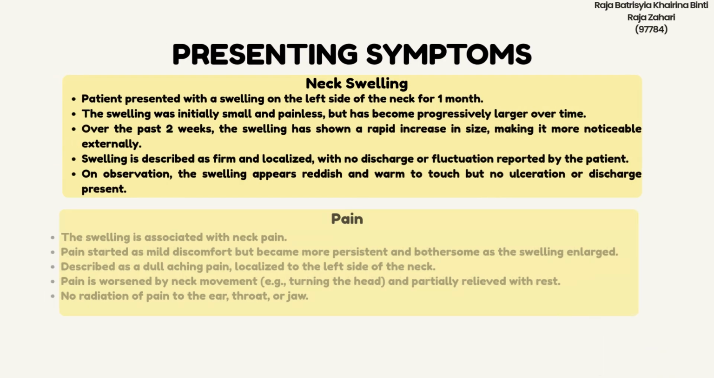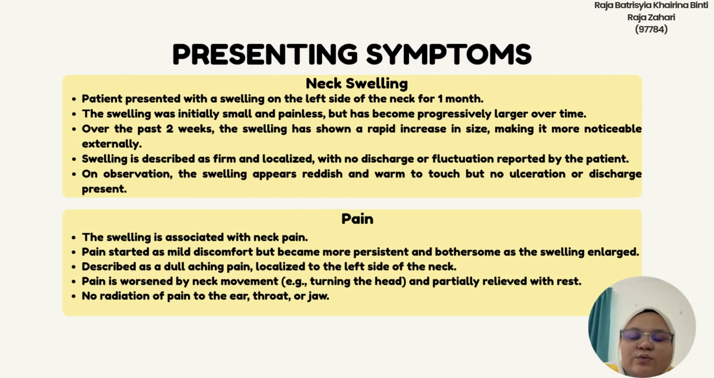There are 2 presenting symptoms for this patient. The first one is the swelling at the left region of the neck. Like I said in the previous slide, the patient complained the swelling was small and painless, but in the past 2 weeks, the swelling has shown a rapid enlargement, becoming extremely noticeable. The patient also described that the swelling is firm and localized without any discharge or fluctuation. From our observation, the swelling is reddish and warm to touch, and there is no ulceration or any discharge present.